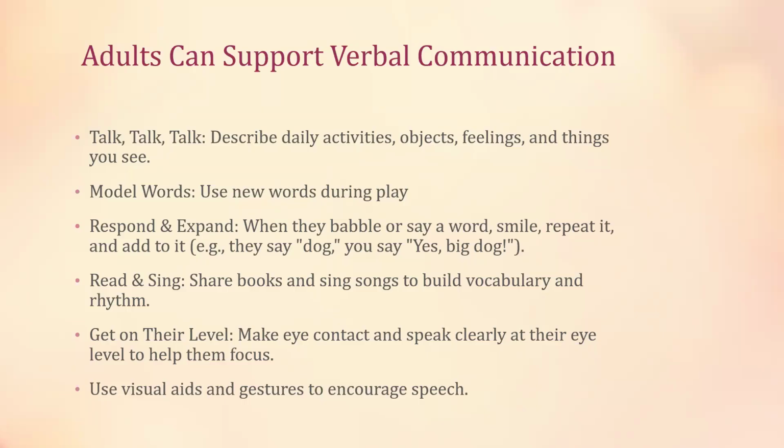Adults can respond and expand. When a child babbles or says a word, smile and repeat it, and then add to it. An example would be if the child says dog, you say, yes, big dog. Read and sing. Share books and sing songs to build vocabulary and rhythm. Get on their level. Make eye contact and speak clearly at their eye level to help them focus. And lastly, use visual aids and gestures to encourage speech.